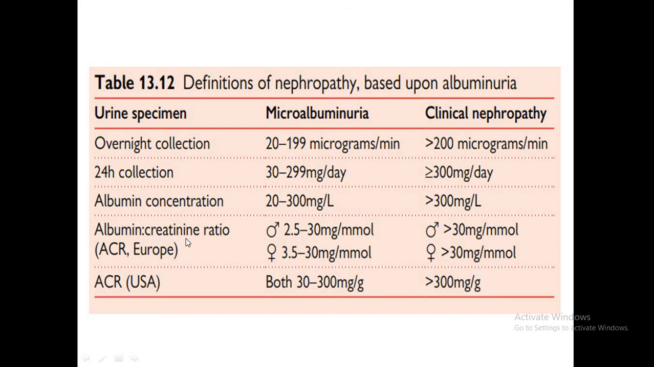And we also look at the ACR. If it is more than 30 milligram per millimole in Europe, it is clinical nephropathy. If it is more than 300 milligram per gram in the US, it is clinical nephropathy, and between 30 to 300 milligram per gram is microalbuminuria in the US. In milligram per millimoles, the ACR between 2.5 and 30 in males and between 3.5 and 30 in females is indicative of microalbuminuria.